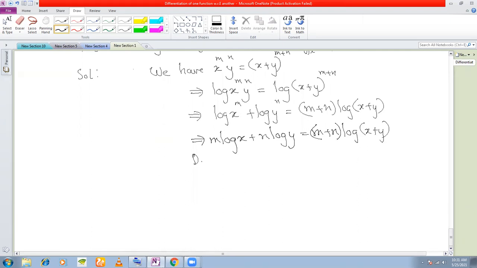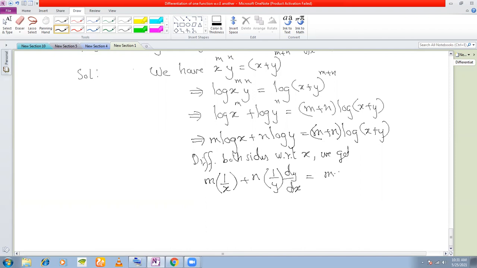Now you differentiate both sides with respect to x. We get m ddx log x is 1 by x plus n ddx log y is 1 by y dy dx is equal to m plus n ddx log x plus y. First differentiate log to get 1 by x plus y into ddx of x plus y is 1 plus dy dx. Okay, this is what we are getting.